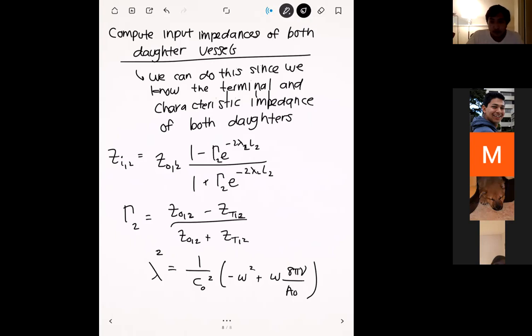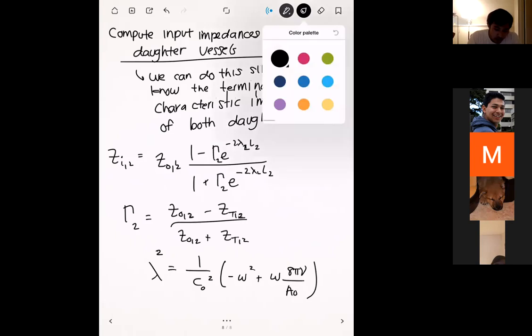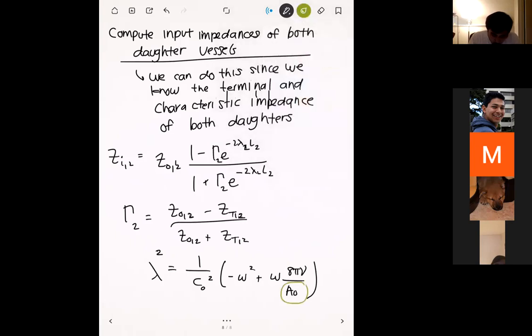Professor? Yep. For the lambda equation, is that lambda squared? Yes, lambda squared. Would it be lambda 2 squared, or just regular lambda? This is just generic lambda. The thing that makes this unique is that you have to plug in the area for this vessel right here, and everything else is basically constant for this vessel. But in order to make this lambda 2, you have to plug in the area for this particular vessel.